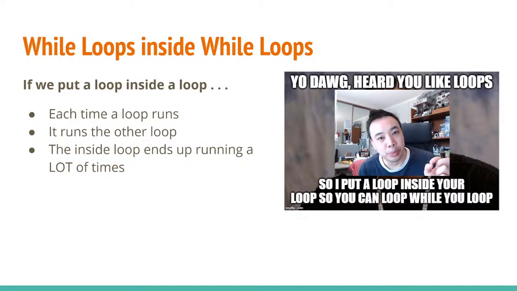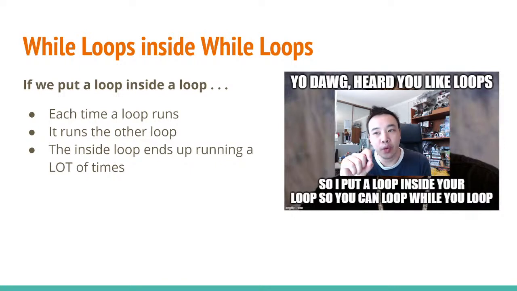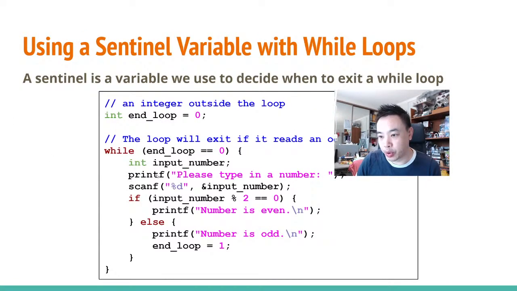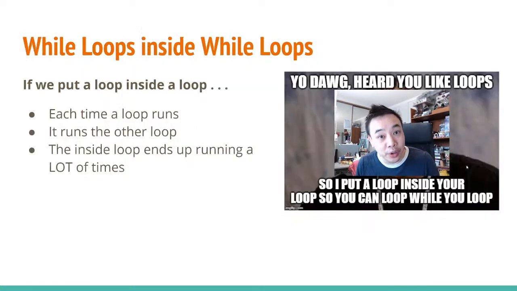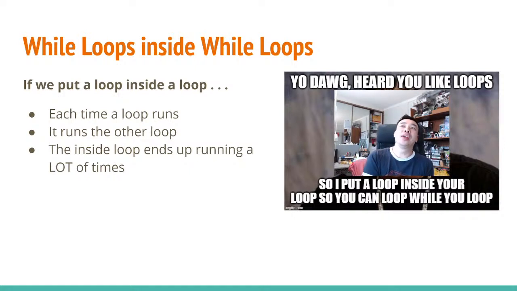You can put code inside a loop, yes? So anything that we put inside the loop was code. Which means that a while loop is also code. So you can see here, I've got printf, scanf, if statements, else statements, all that kind of stuff inside a while loop. So there's no limit on what's inside a while loop, which means you can put a while loop inside a while loop. If we put a while loop inside a while loop, that means every time one loop runs, it runs the other loop, which means we can actually multiply the number of times something happens.